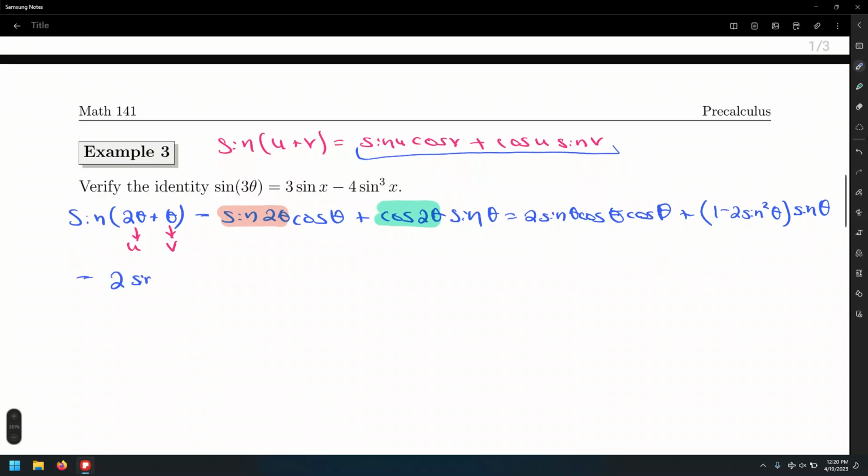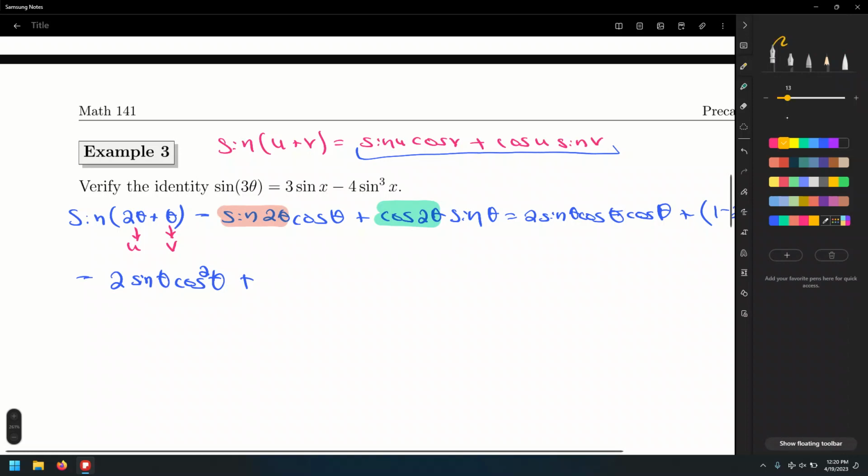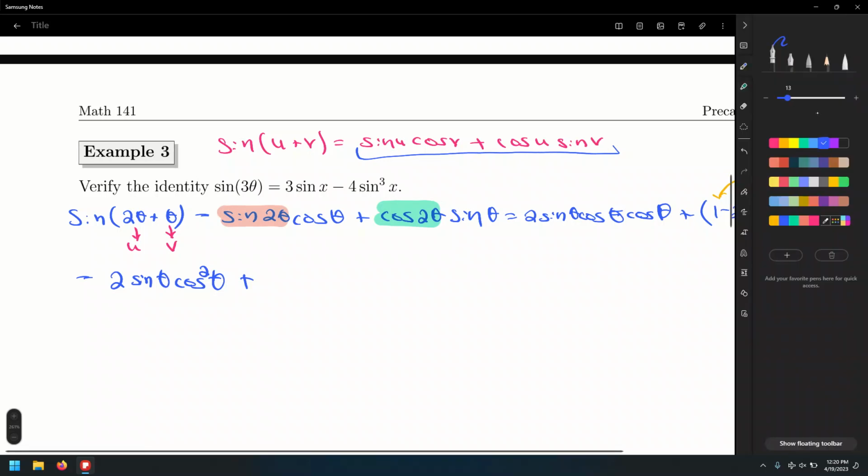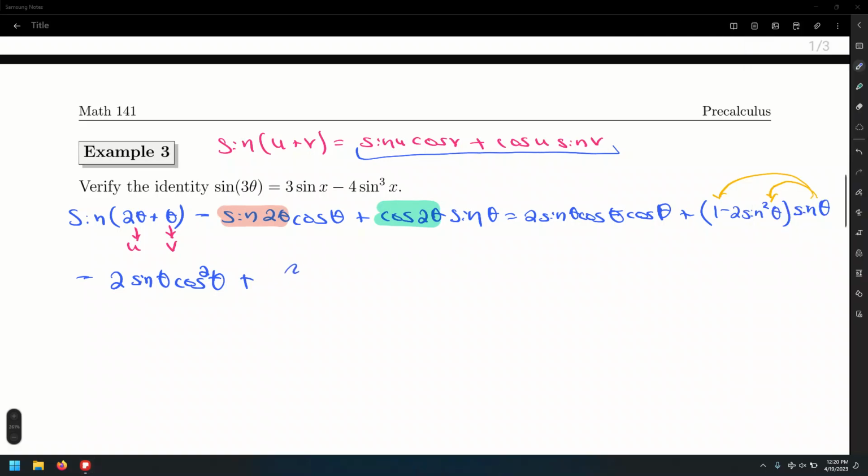So that's 2 sine theta cosine squared theta. Plus, how about we distribute sine times 1 and sine times negative 2 sine squared. That's going to give us, on the one hand, sine theta minus 2 times sine squared times sine. That's going to give us a sine cubed. Yep, sine cubed. We're getting there.